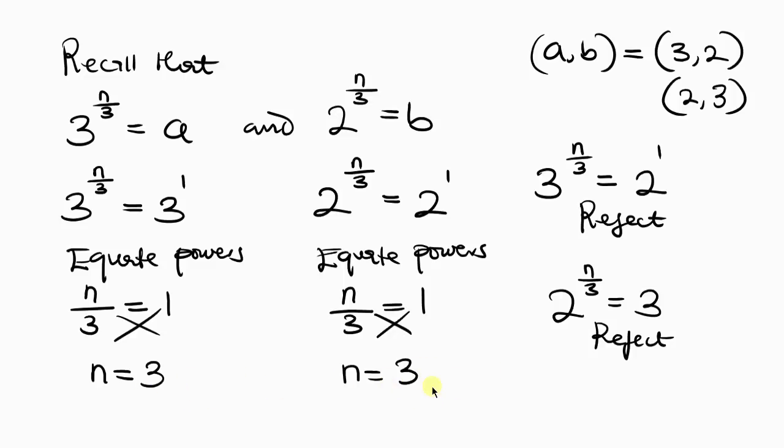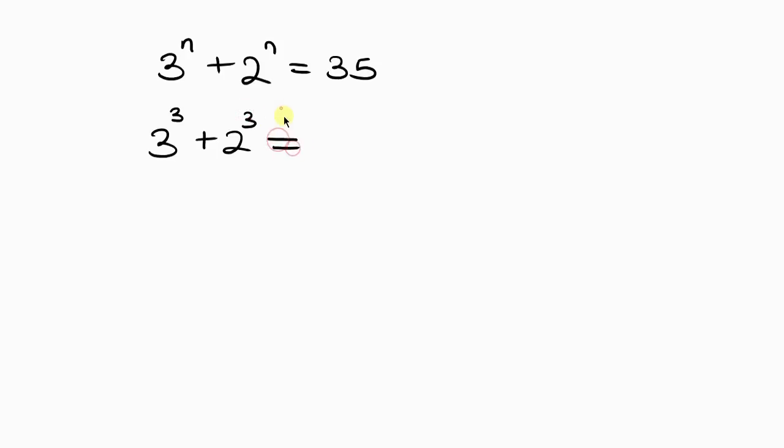Now let's check if 3 is actually the correct answer. The original question is given as 3 to the n plus 2 to the n equal to 35. Now let's substitute n here. So 3 to the n is 3 to the 3, plus 2 to the n is 2 to the 3. Will this be equal to 35? Now 3 to the 3 is 27 plus 2 to the 3 is 8. Would this be equal to 35? Now let's see.